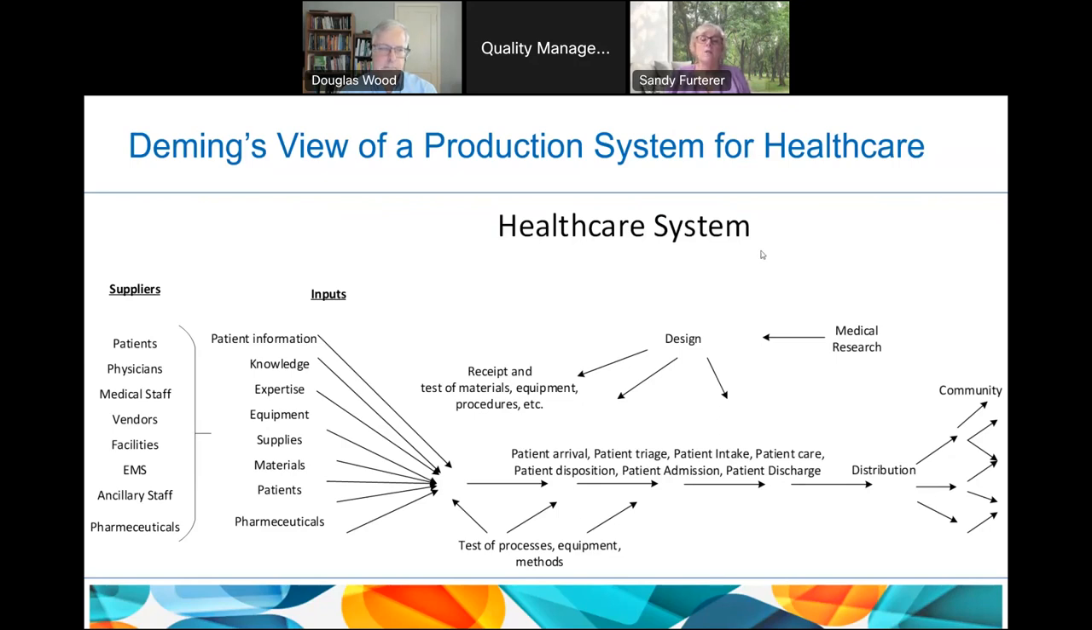And then there's also the feedback loop where you can have medical research. I'm sure the vendors and the medical device manufacturers all have that kind of research into new products. And that's all designed, and then we receive all of that and test all the materials, the procedures, the equipment, and so forth. So a couple different views of a production system, and this kind of starts big picture.